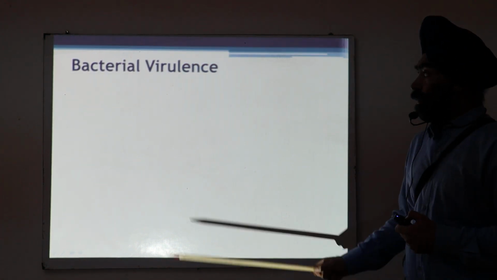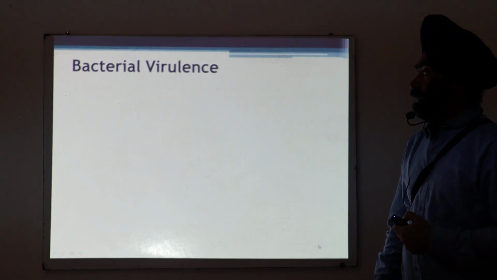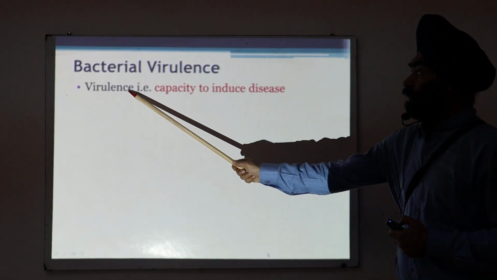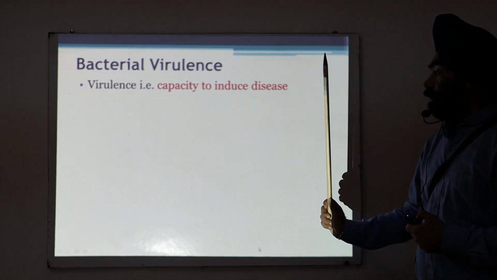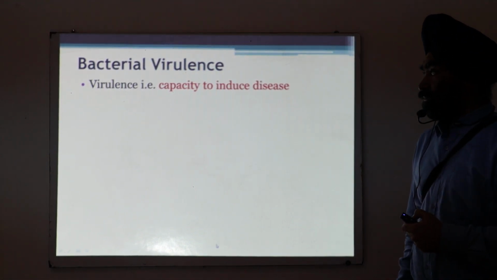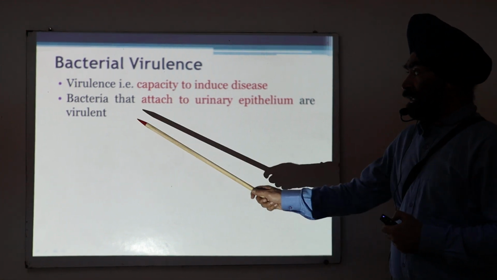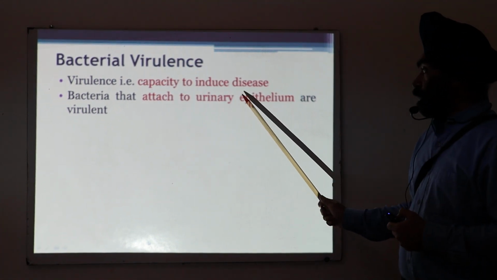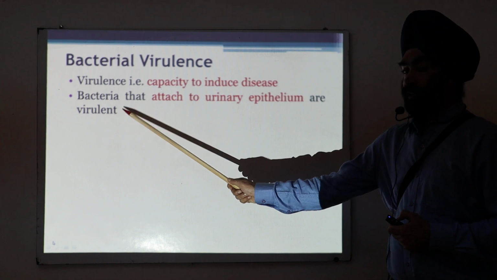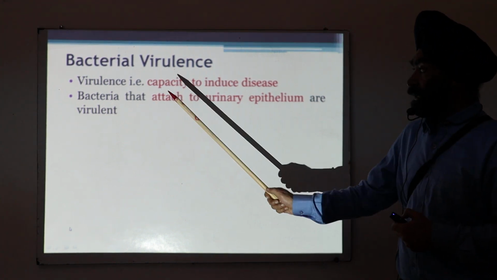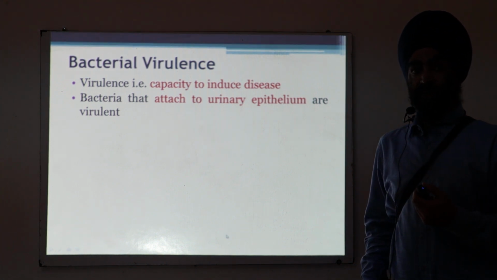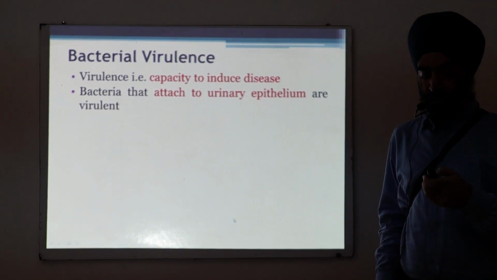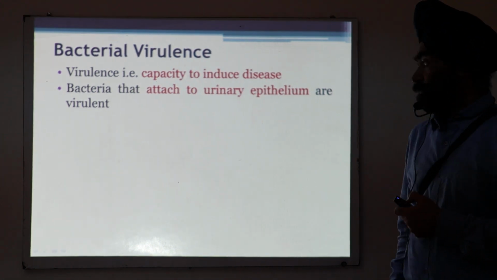The third factor is bacterial virulence. What is the meaning of virulence? Virulence stands for the capacity to produce or induce disease. So the bacteria that attach to the urinary bladder are virulent. That means the bacteria which can attach to the urinary tract can produce the disease, otherwise they will not produce the disease. I will explain with the help of the diagram.